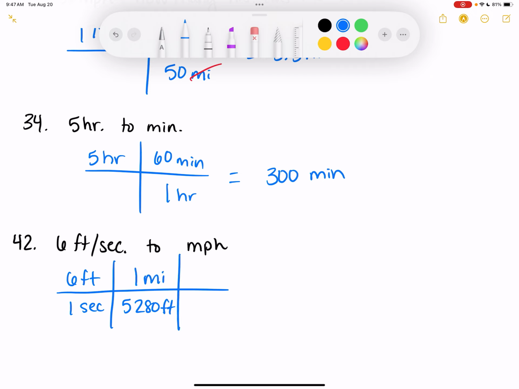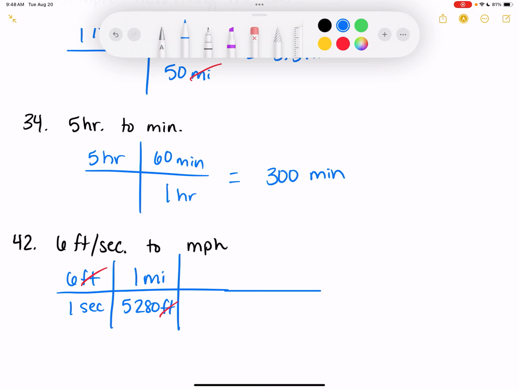So that's going to take care of feet. I have miles on top, which is good because I'm doing miles per hour. Feet cancel out. I usually analyze all that at the end, but I'm going step by step. How do I get from seconds to hours?